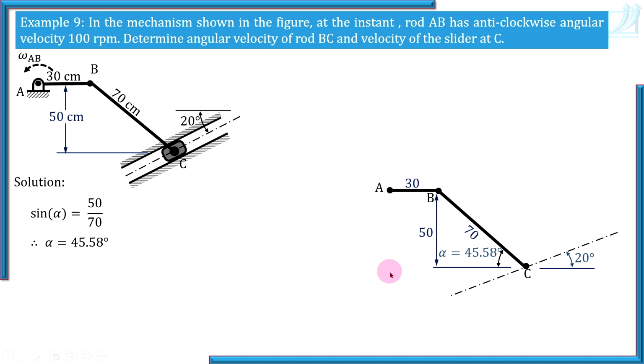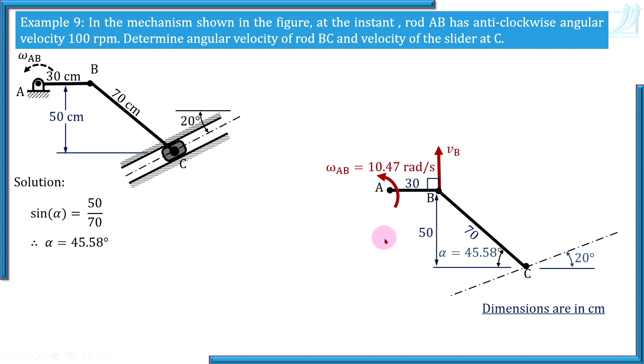Anything new? Of course not. It's similar to all problems we have solved up till now. Let's proceed. Dimensions are in centimeters. Omega AB anti-clockwise is 10.47 radians per second, that is 100 RPM into 2 pi divided by 60, the angular velocity in radians per second.